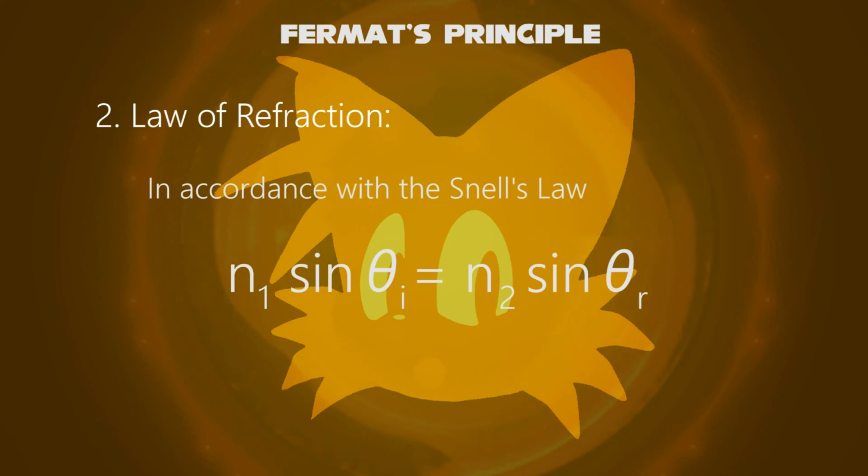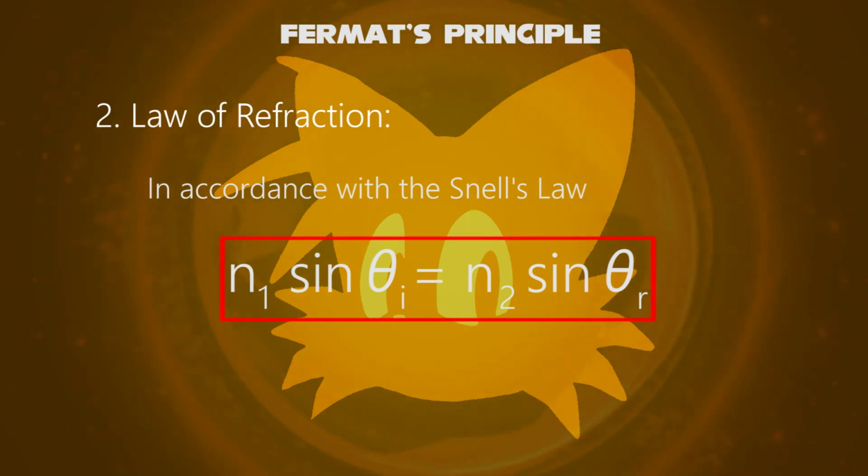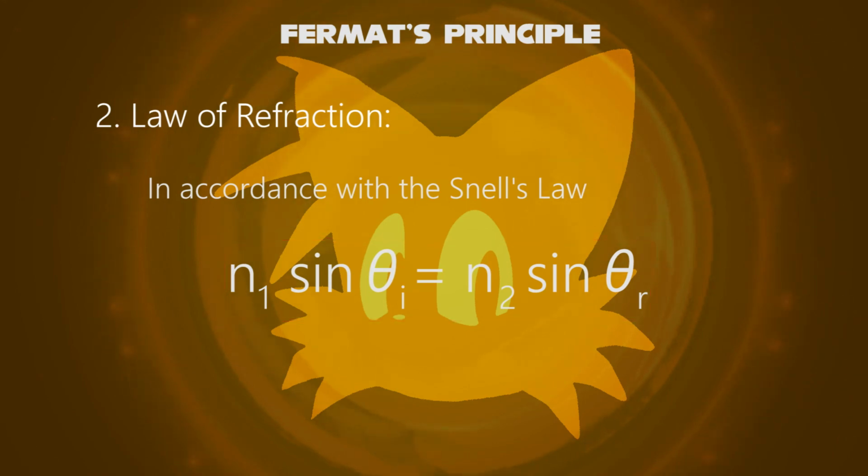This formula is in accordance with Snell's law. That is, n1 sine theta I equals n2 sine theta r. If both mediums are equal, then the formula we learnt from law of reflection applies, theta I equals theta r. So now we have learnt about Fermat's principle.